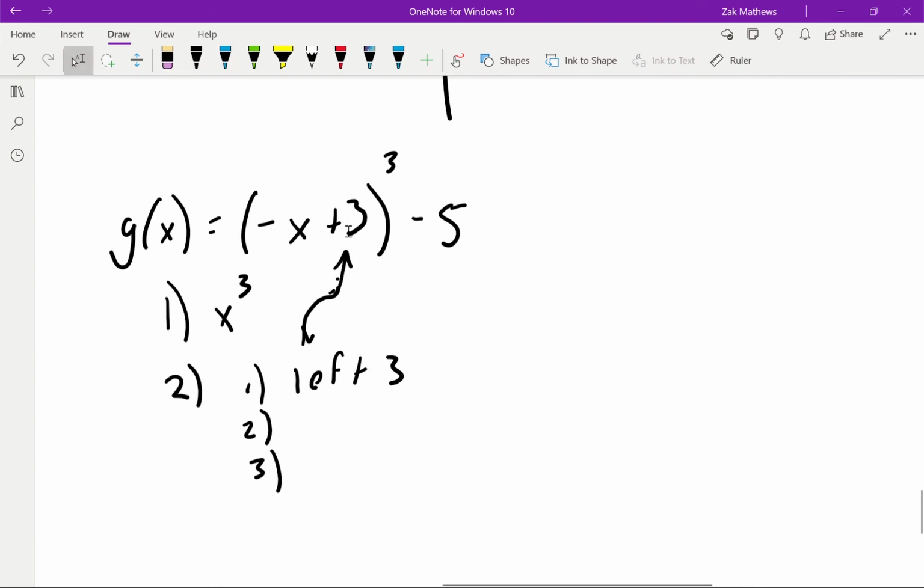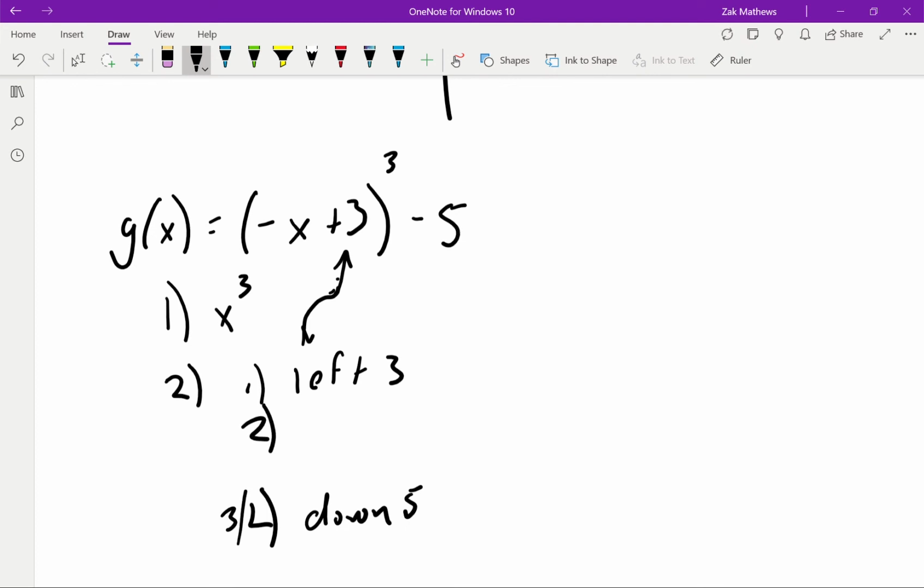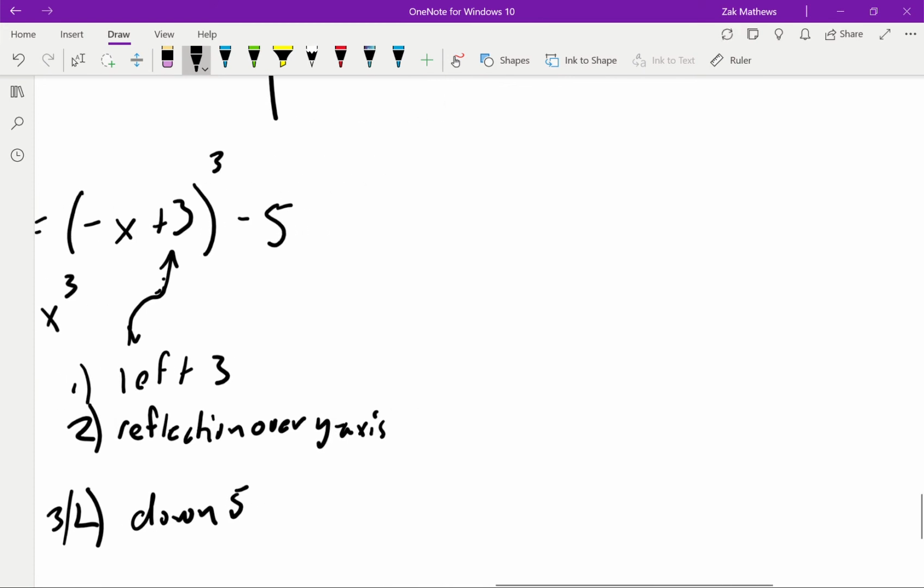Next, actually, the middle doesn't matter a whole lot. The key is I have to have the last thing as my vertical shift. So a lot of times what I'll do if I'm listing steps, if I don't know how many there's going to be, I'll put a 1 and I'll put an L for last. The last thing I'm going to do is that -5. That is going to go down 5. Now, there is only one middle step, so step 2 would be that negative in front of the x, so that'll be a reflection over the y-axis.